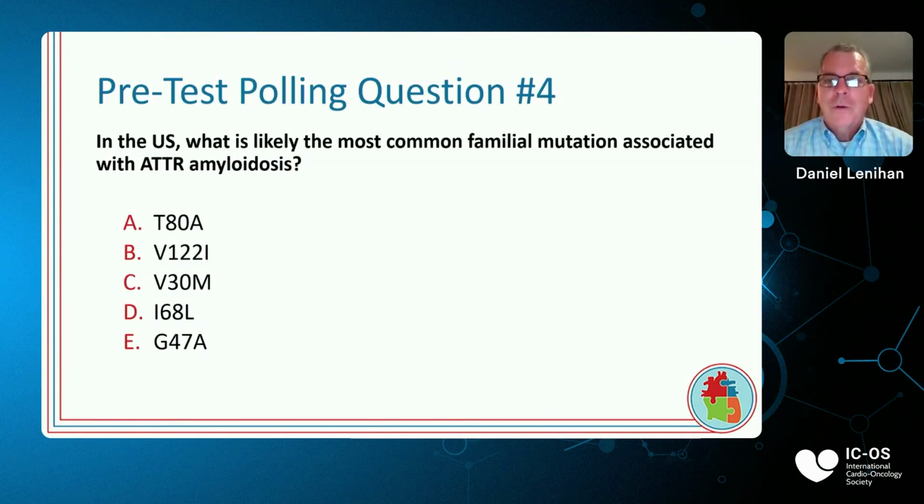This is our first question, and it's US specific. And Dr. Zor in Brazil would have a different answer to this question. But this is for the United States. What is likely the most common familial mutation associated with ATTR amyloidosis? A is T80A, B is V122I, C is V30M, D is I68L, E is G47A.